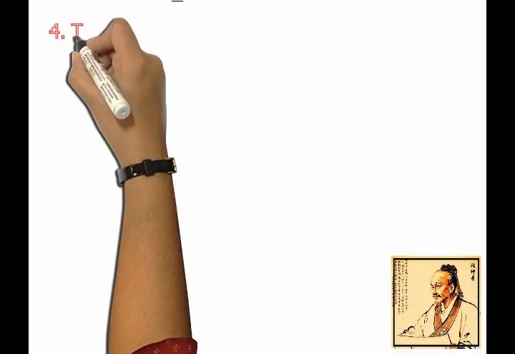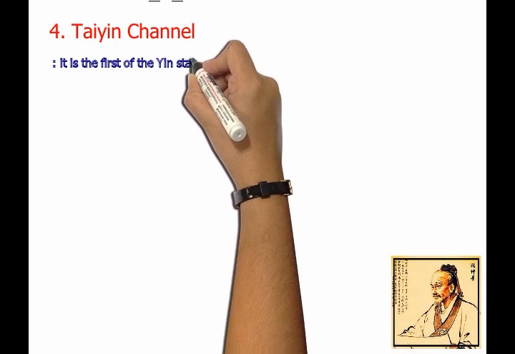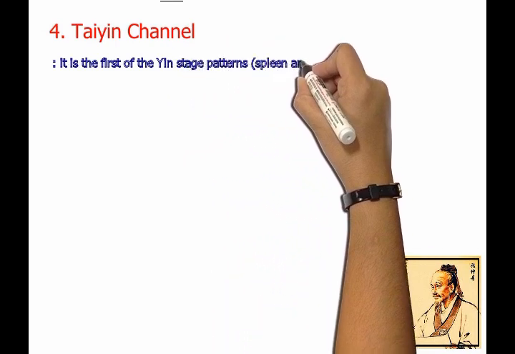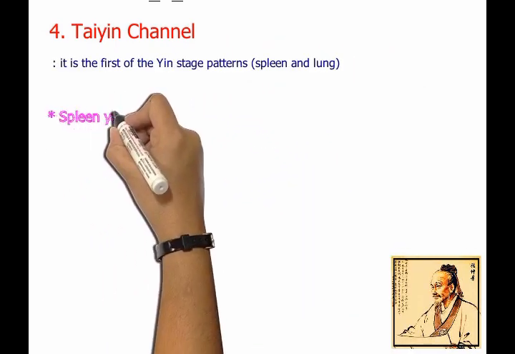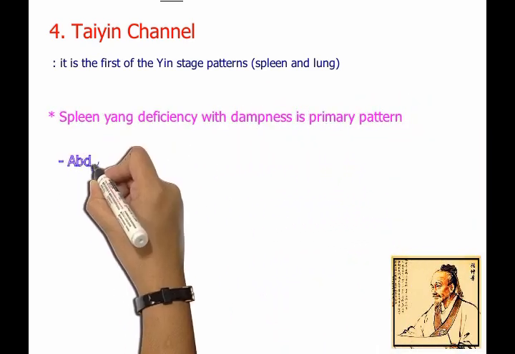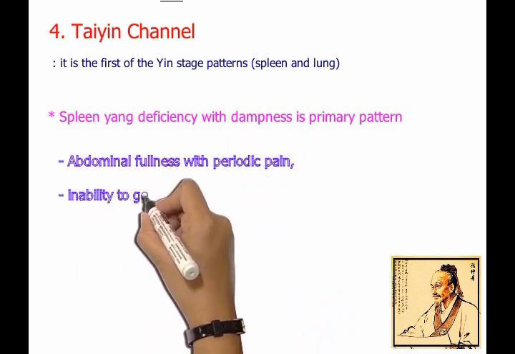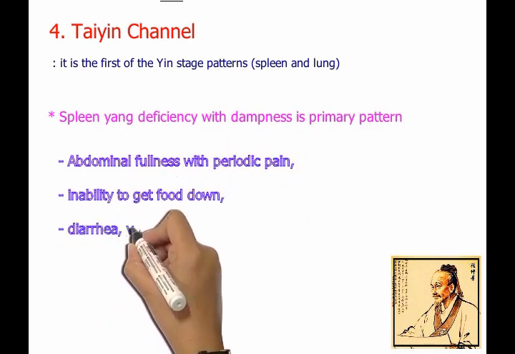Taiyin channel. It is the first of the yin stage patterns, involving spleen and lung. The primary pattern is spleen-yang deficiency. Main signs and symptoms are abdominal fullness with periodic pain, inability to get food down, and diarrhea and vomiting.